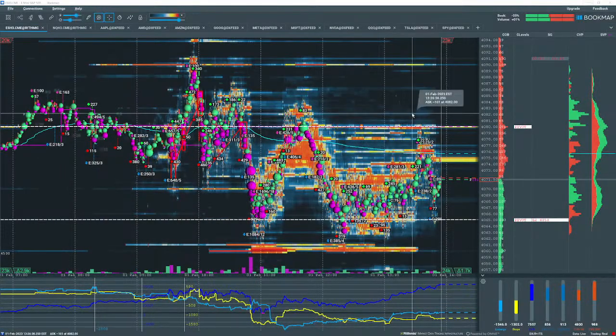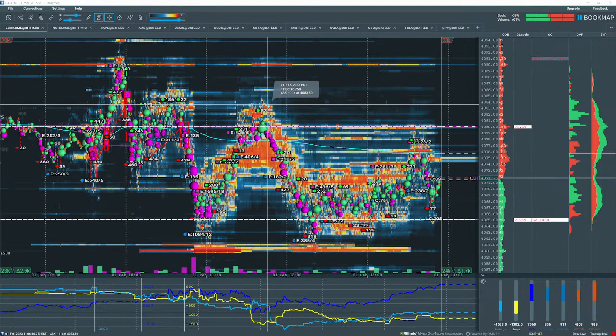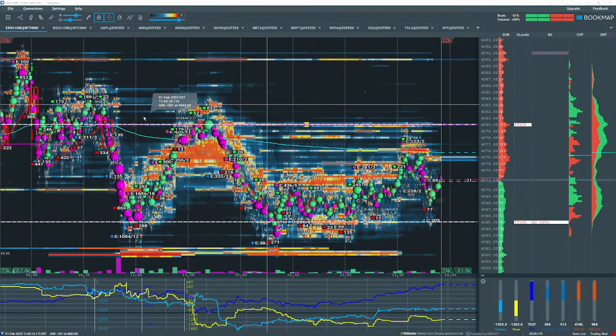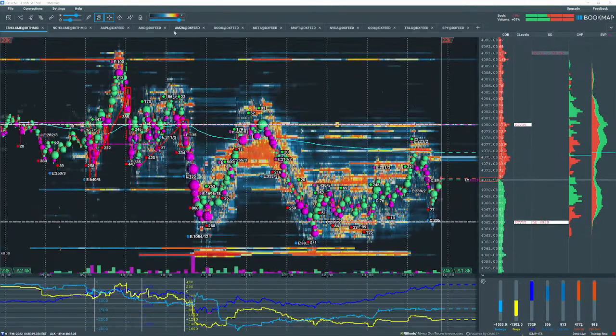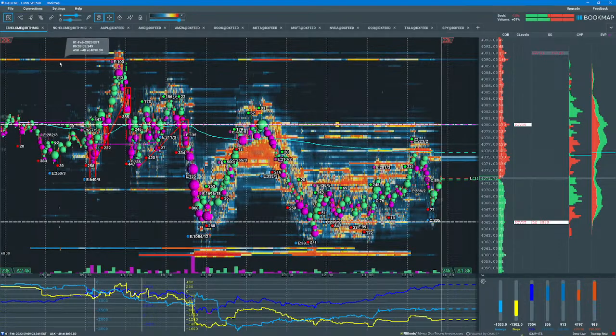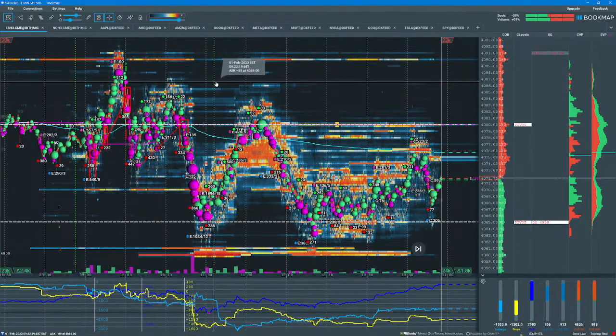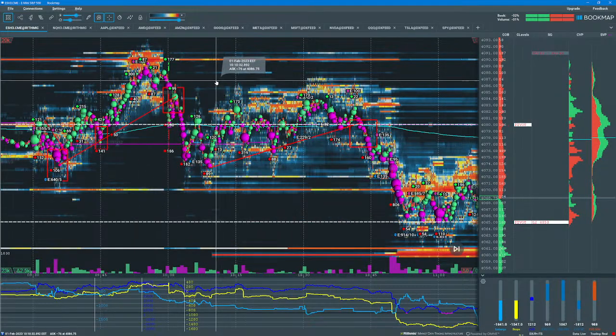All right, let's take a look at the S&P 500, and I just want to point out a couple of setups from this morning. I'm going to zoom in on this area right here, and let's go take a look at Hero.